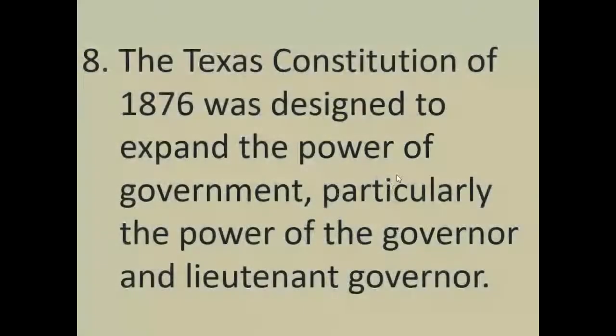The Texas Constitution of 1876 was designed to expand the power of government, particularly the power of the governor and the lieutenant governor. False, right? In the 1870s, when Texans wrote this Constitution in 1875, what was one of the problems that they perceived during Reconstruction? That the governor of the state, E.J. Davis, was corrupt and had abused his authority. And so they wanted to take steps to make sure that you never had another governor that had that kind of authority. And specifically, one of the ways that they did that was by taking the power of the governor and dispersing it among a number of other elected officials, the creation of the plural executive arrangement.